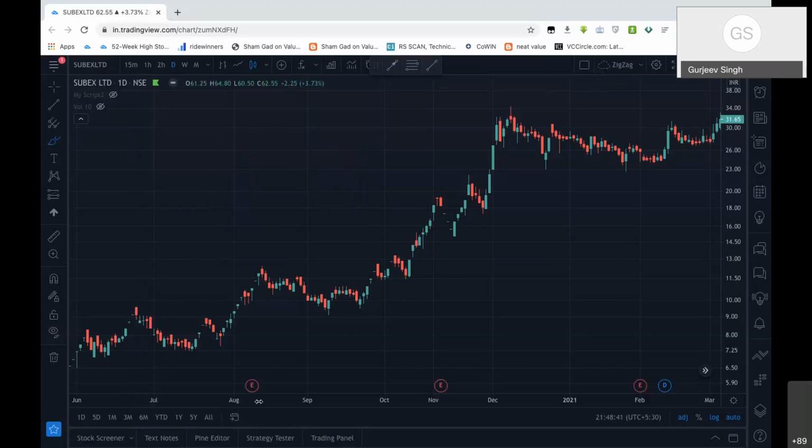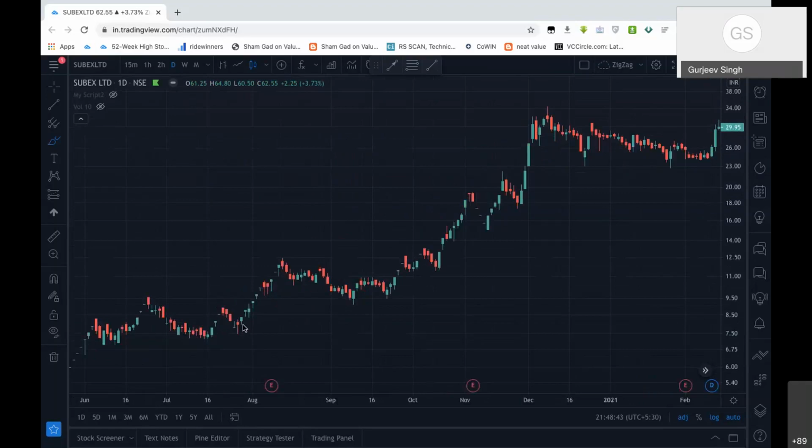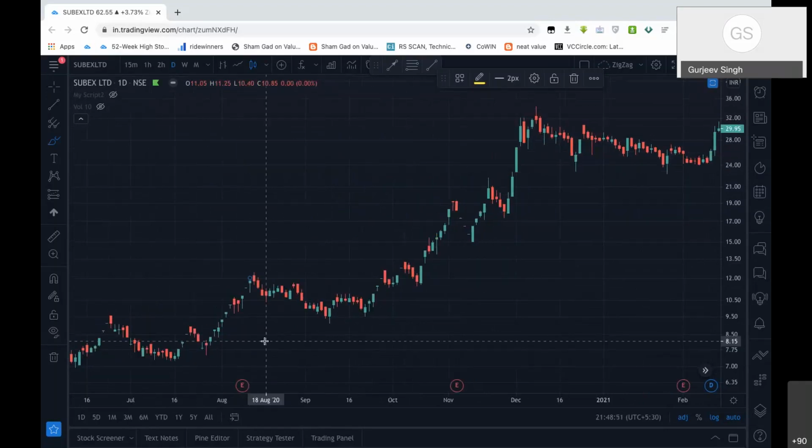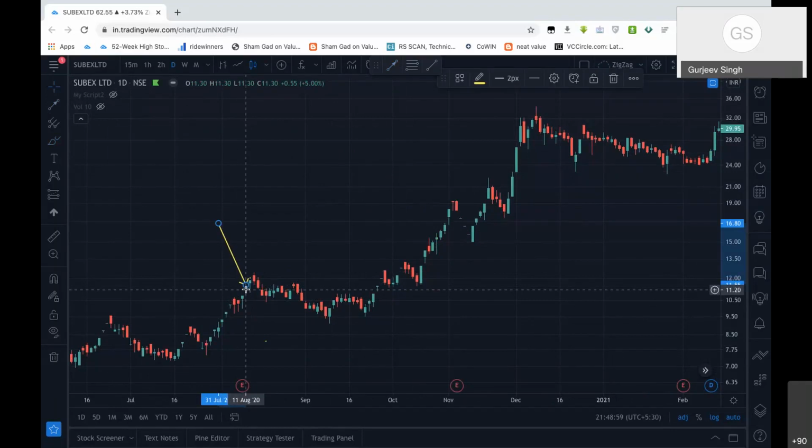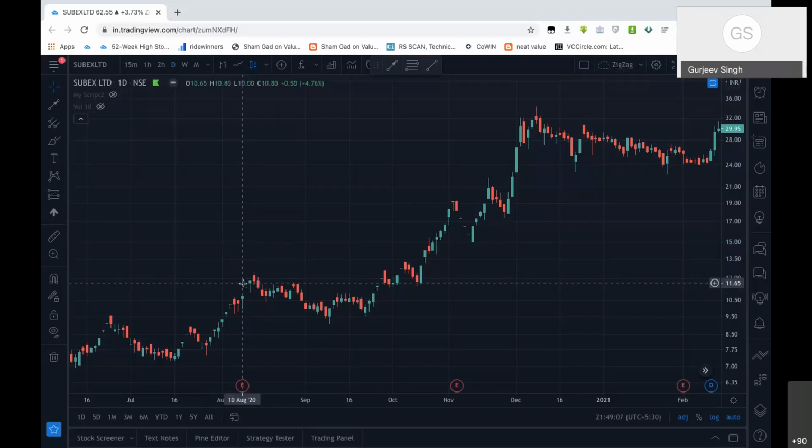Let's focus over here. So what I am doing is I am starting my calculation from this point, from this red bar. You can see this red bar. Now, see, this day there was a circuit in Subex, this bar. So there is no price action. The high, the low, the close, and the open price were the same. It was a circuit opening day. But this is not an inside bar.